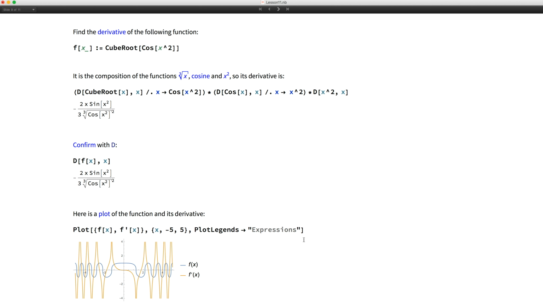So just to recall for you the procedure again, you work out the derivative of x squared, the innermost one, work out the derivative of cosine of x and replace x with x squared, and then finally work out the derivative of cube root of x and replace x with cosine of x squared.